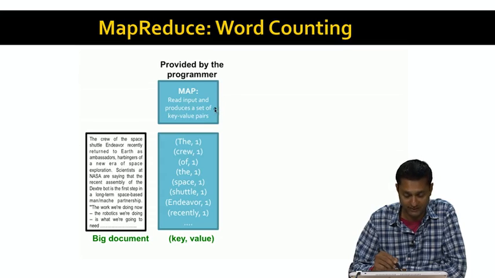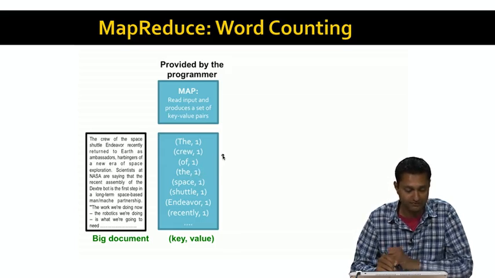And the key value pairs in this case are going to be: each word is going to be a key, and the value is going to be the number 1, right? So for example, the word "the" and 1, "crew" and 1, and so on, and the word "the" appears again, and so there's another "the" 1 here, and so on. So these are the intermediate key value pairs that are produced by the map function.